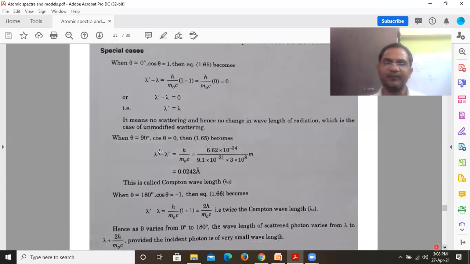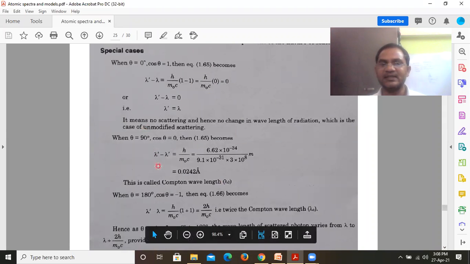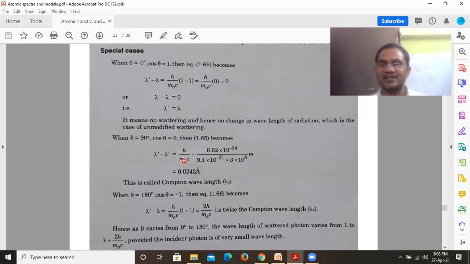When theta equals 90 degrees, delta lambda equals h by m naught c into 1 minus cos 90, and cos 90 is 0. So we get h by m naught c. h is Planck's constant, 6.62 times 10 power minus 34. m naught is the electron rest mass, 9.1 times 10 power minus 31. c is the speed of light in vacuum, 3 times 10 power 8. Substituting all these values in the SI system, you get meters, and changing into angstrom, that value is 0.0242 angstrom. This is called the Compton wavelength.